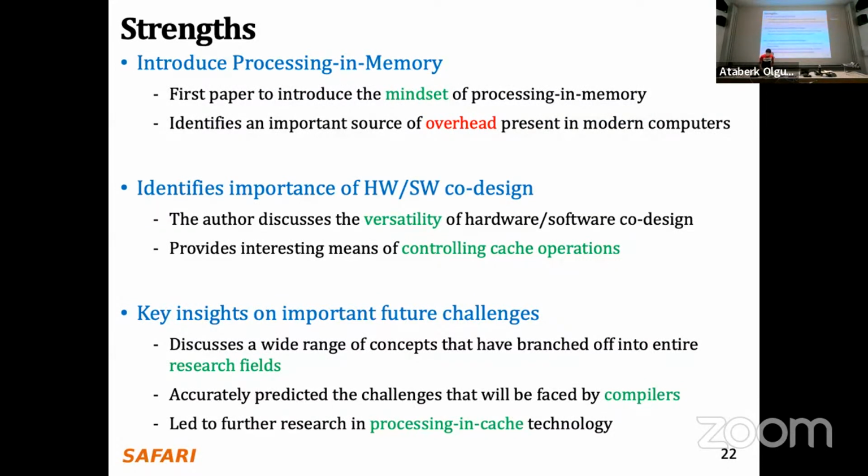Good question. Got a lot of questions. So one of the questions was, this paper really introduced the mindset of processing in memory back in 1970. But why did this not gain much traction back then? And I believe one of the reasons might be that the paper was more of a concept paper and did not really propose an evaluation methodology or really concrete numbers on why this would be better.